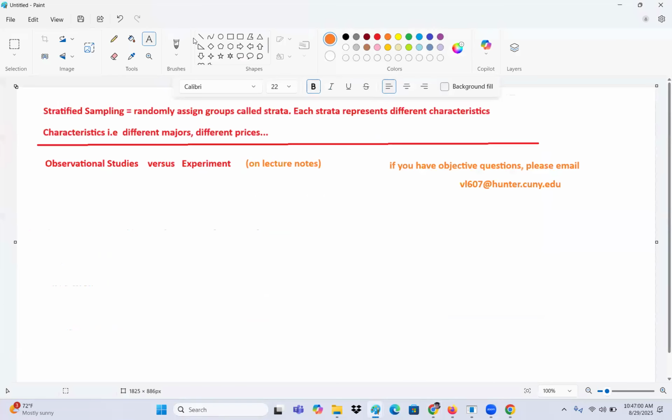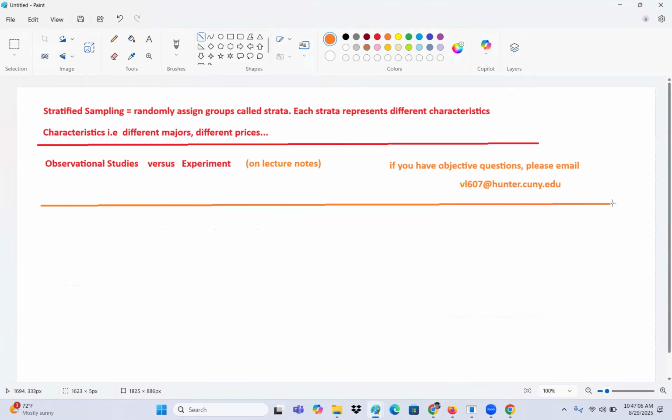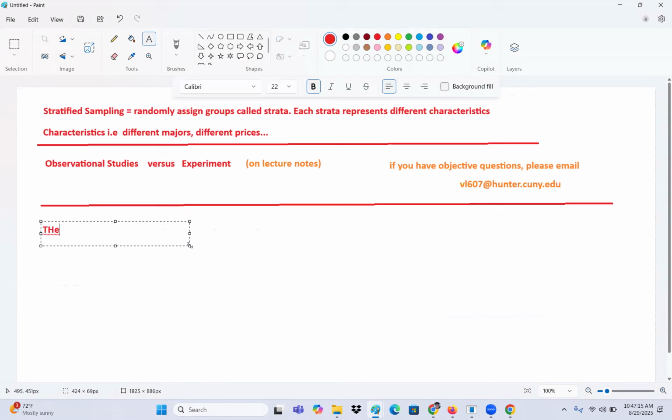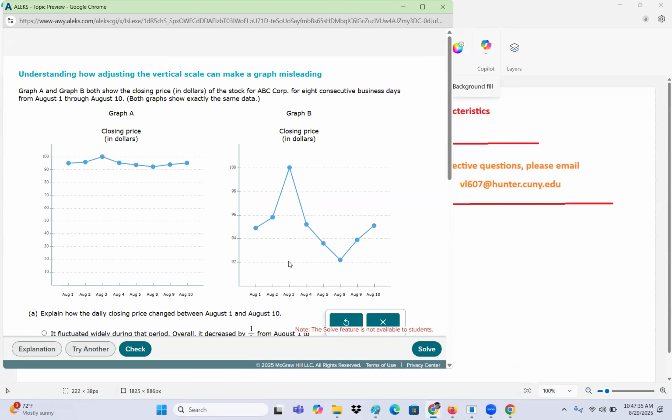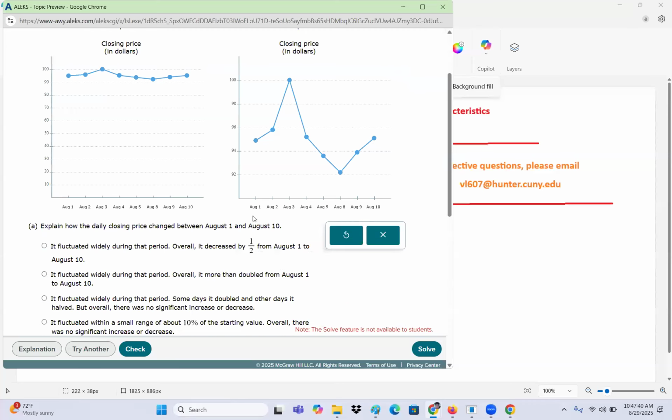Let me just point it out real quick for that. The graph can be misleading, right, if it does not start from zero, something like that. So you have to be really careful when you look at those graphs that when they're trying to emphasize something. So this one starts from like 92. So it doesn't start from zero. So B should be the misleading graph.